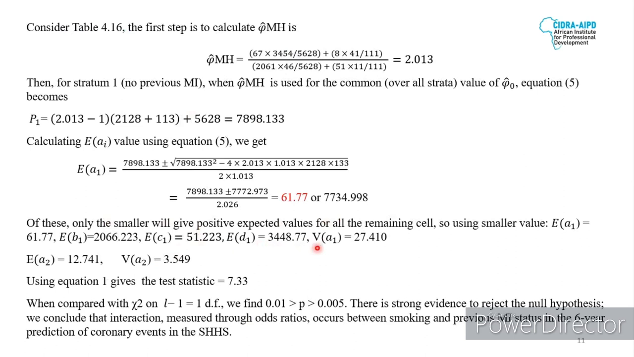So here finally, we get the variance and the test statistics using the first equation, and we get 7.33. So when compared with chi-square on L minus 1 equal to 1 degree of freedom, we find that P is less than 0.005. So there is strong evidence to reject the null hypothesis. We conclude that interaction measured through odds ratio occurs between smoking and previous MI status in the 6-year prediction of coronary events in SHHS.